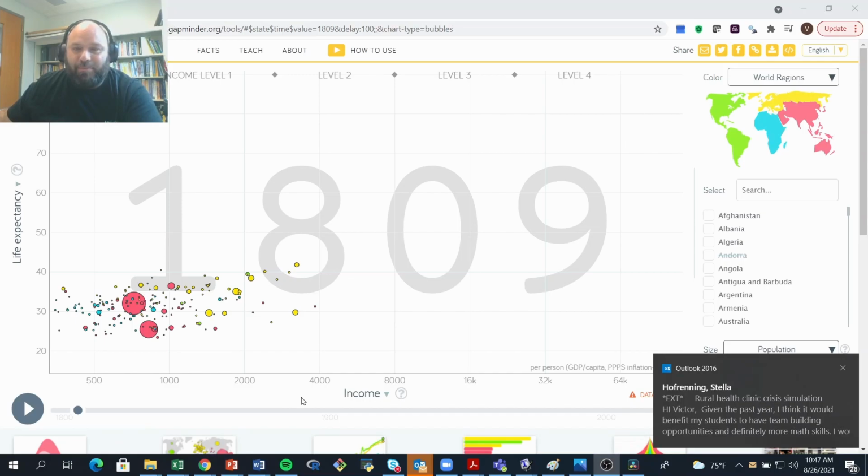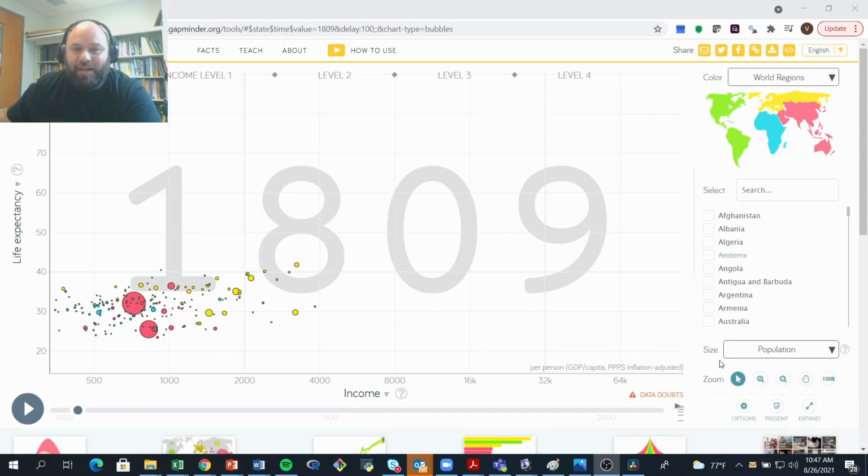So the two obvious variables are what are on the axes. We've got national income on the horizontal axis and average life expectancy on the vertical axis. So there's two variables right there. We could just put a dot for each country, and that would be a scatter plot. But look at what else they did. They also included population with the size of the bubble.